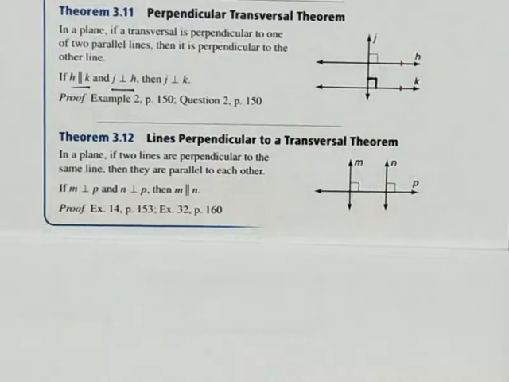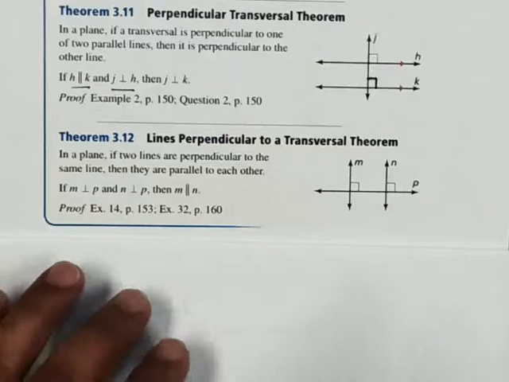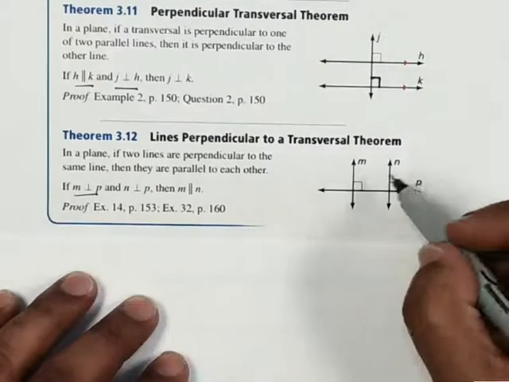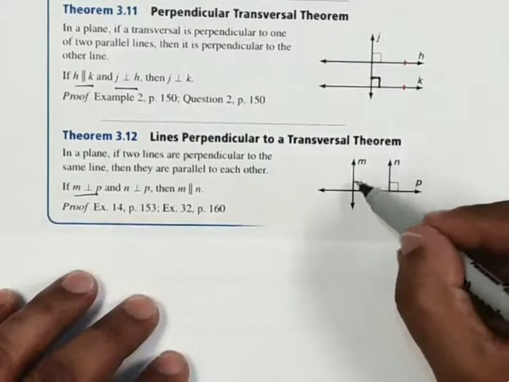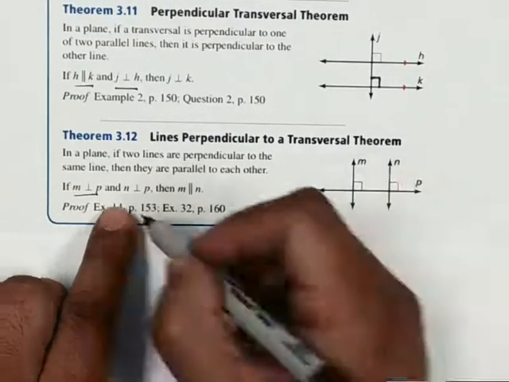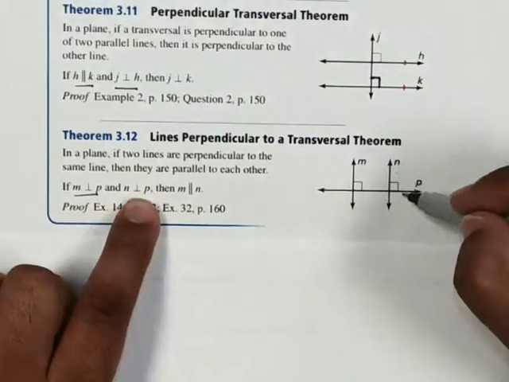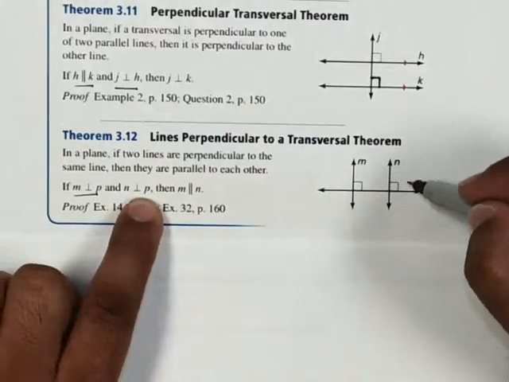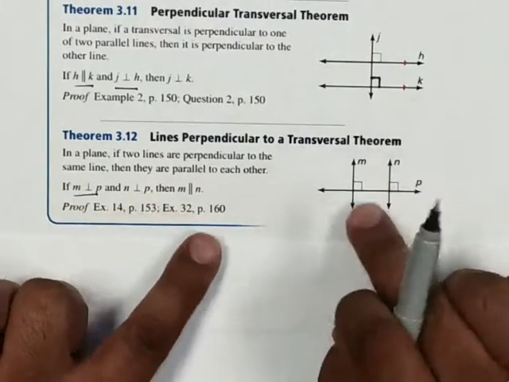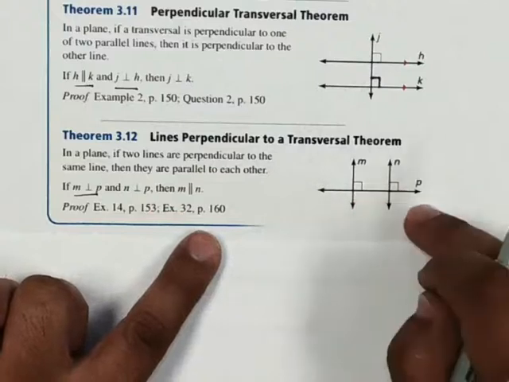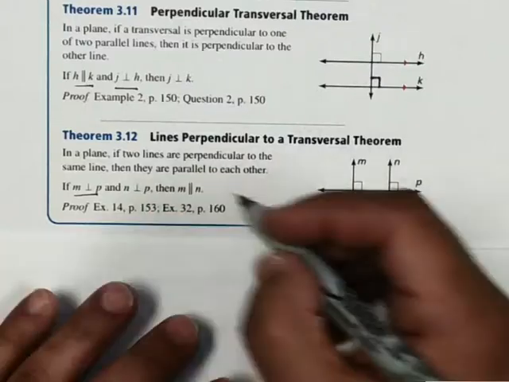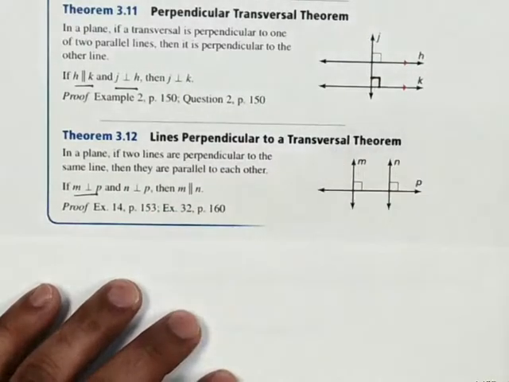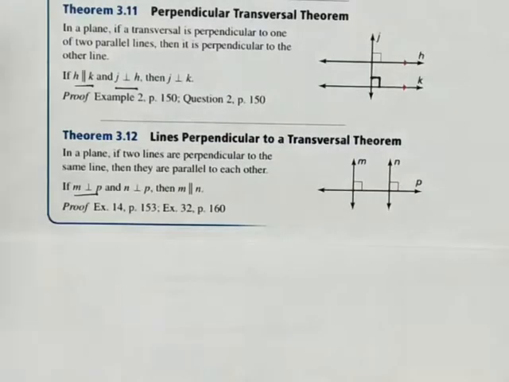Next theorem, it says lines perpendicular to a transversal. In this case, you're given that M is perpendicular to P, so that's why there's that 90-degree angle there, and you're also given that N is perpendicular to P. There's that right angle there. So if both of these lines intersect P at a right angle, that must mean that M is parallel to N. So it's going backwards from the theorem above it.